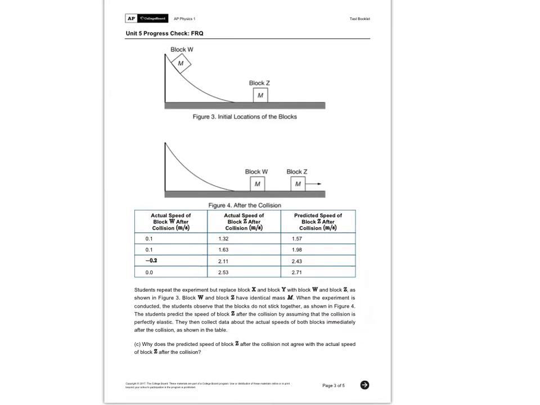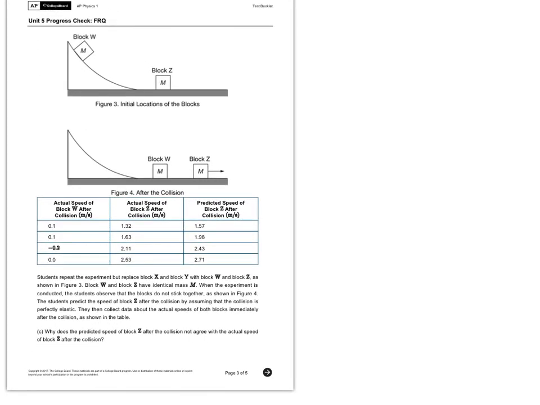Okay, now the last part of the question. They repeat the experiment, but this time they replace blocks X and Y with W and Z. And they have their predicted speeds of block Z versus the actual speed. And the question is asking, why does the predicted speed not agree with the actual speed after the collision? The best reason for this is because the collision was not perfectly elastic.